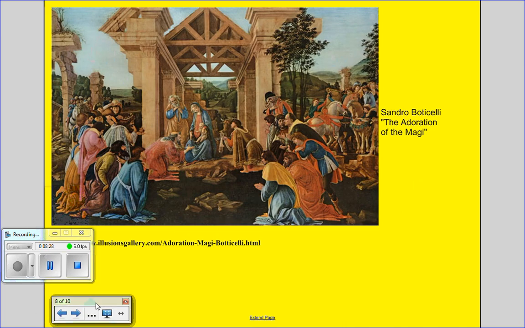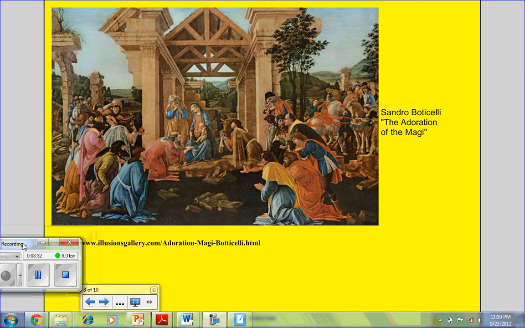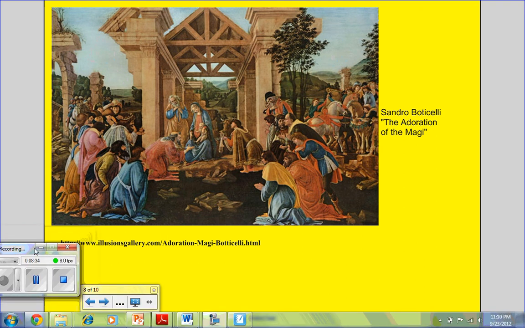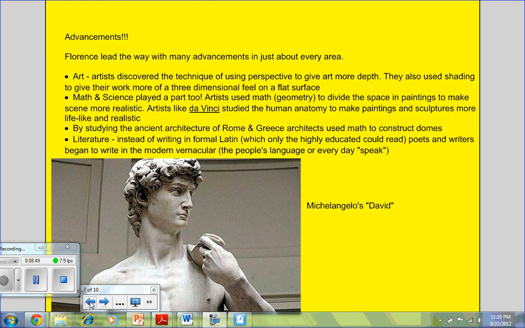Over here, if you take a look, we've got a picture by Sandro Botticelli, known as the Adoration of the Magi. See here, before this time, artists just didn't have as much expression or in-depth of their pictures. Here you can take a look at the vanishing point here in the back, and it really gives the picture a three-dimensional kind of look.